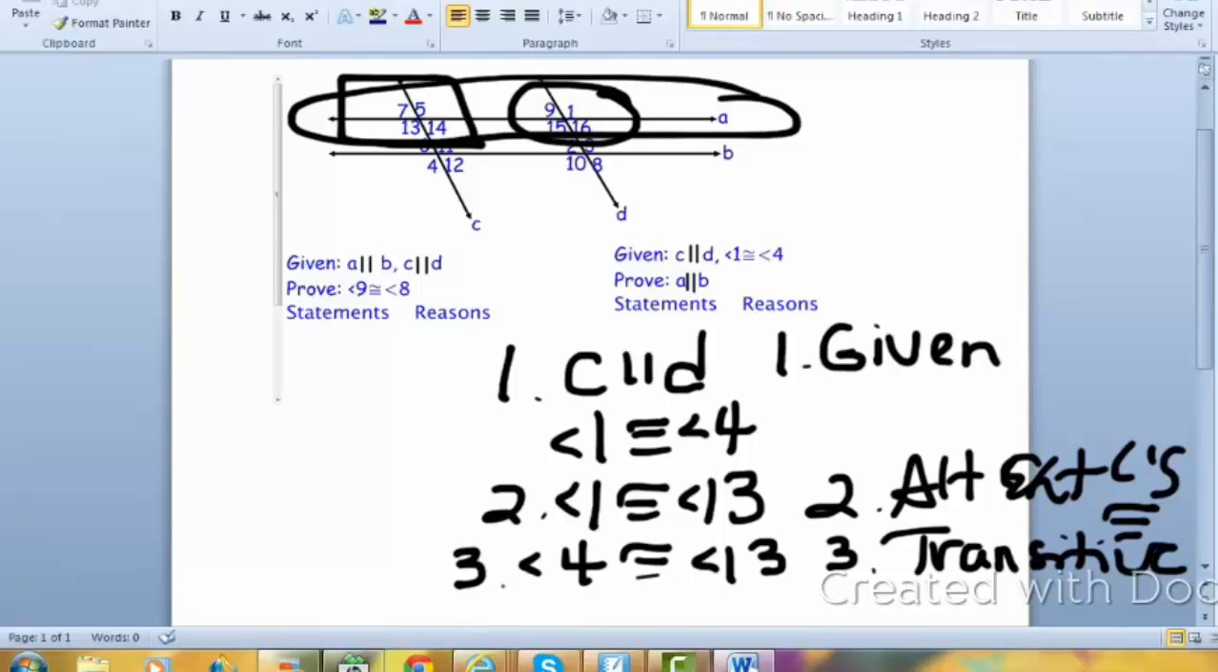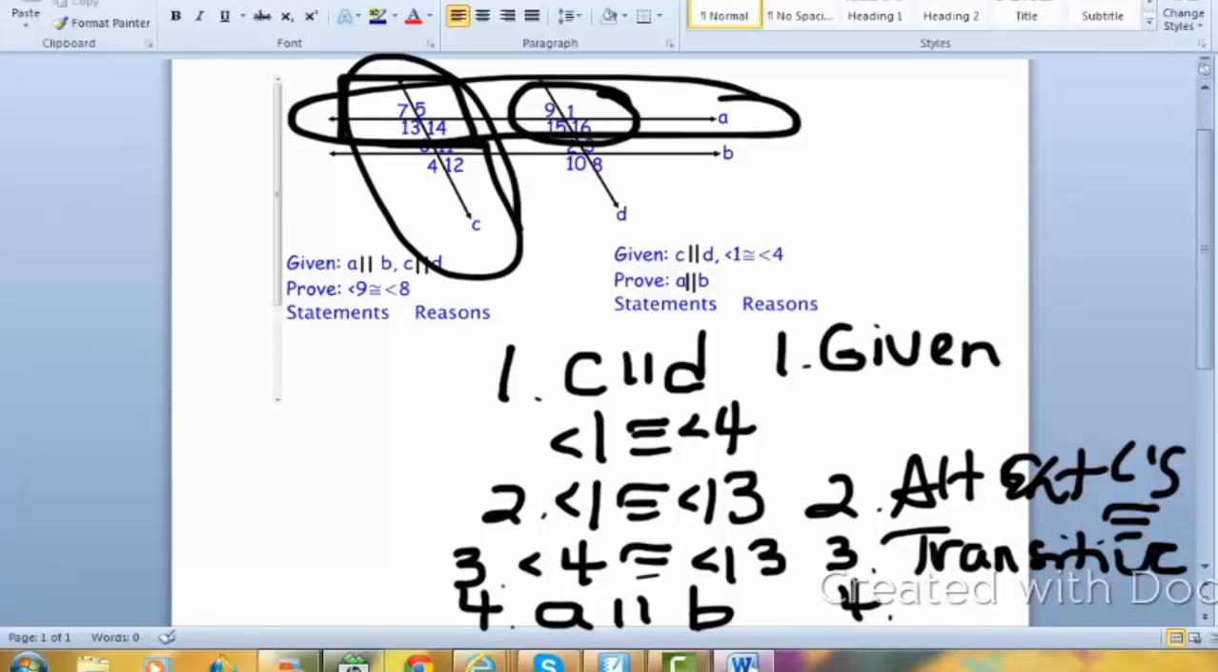Now if you notice, in our last step, we're showing or proving that A is parallel to B. So our proof statement is always the last statement, as you've noticed in each proof. And in this case, look at what are 4 and 13. Now we switched over to C. 4 and 13 are corresponding angles. So we have, if corresponding angles are congruent, then the lines are parallel.